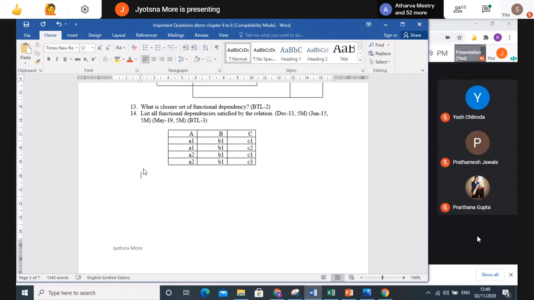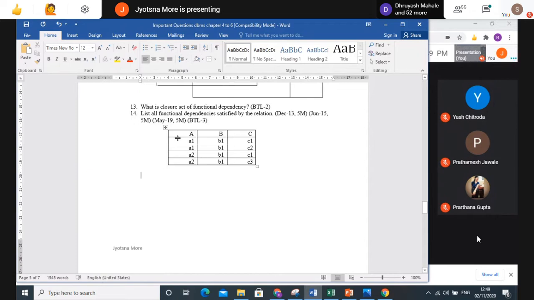Non-trivial functional dependencies are... okay. So non-trivial functional dependencies means normal functional dependency: A determines B, B determines C, A determines C, C determines A, B determines A, and all that. Right? So here, first we will check for A determines B.